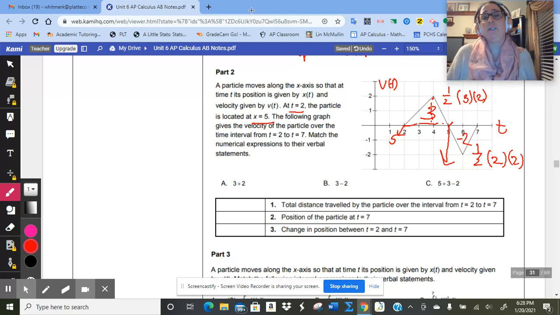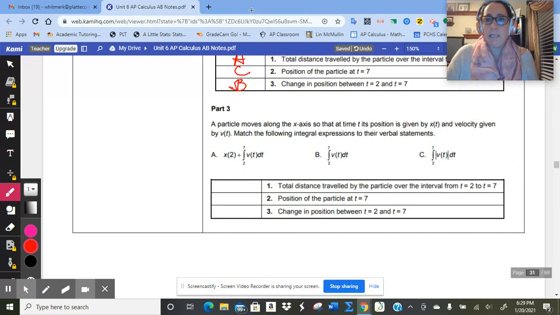Okay, now if I just want to know how much of the total distance it's accumulated, then I wouldn't worry about the 5. All right, so go see if you can match A, B, and C to that 1, 2, and 3. And then let's see if you did it right. You can pause me. When you're ready, unpause. All right, if you struggled with that, let me know in class.